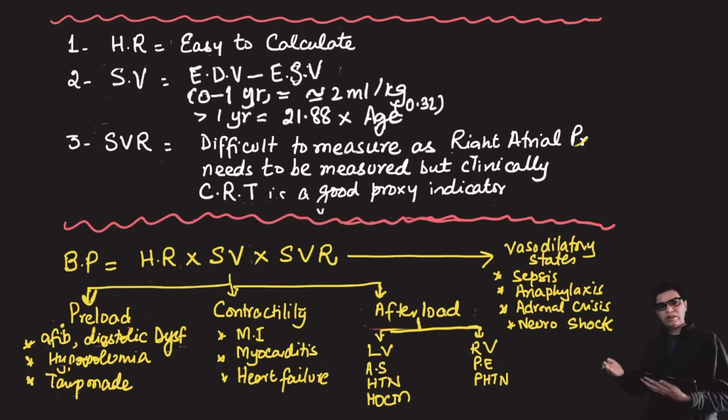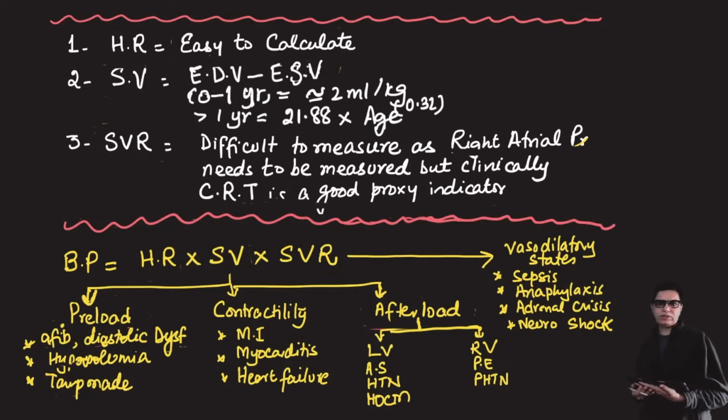But usually for neonates and infants, it's very much age dependent. So you have to compare it, whether it's normal for that age group or not. Heart rate is the first thing, and you can calculate it very easily. Then the next thing is stroke volume. Stroke volume is the amount of blood pumped by the heart per beat.